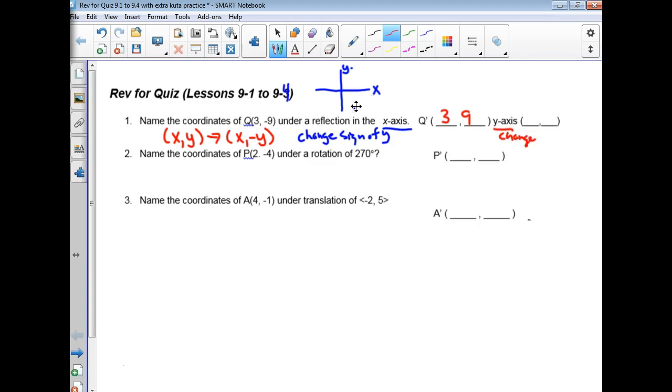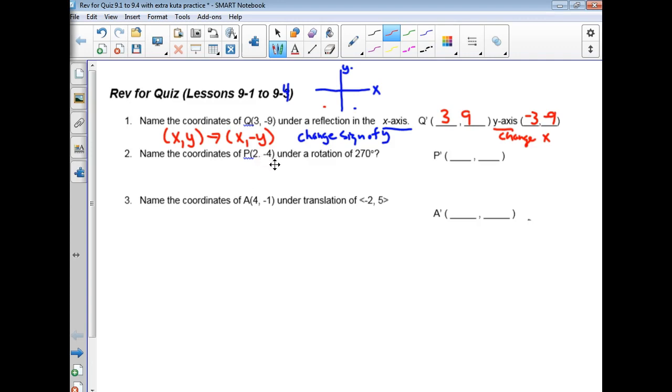Now, if you were going over the y-axis, what would you change? Not y, but the sign of the x. So it would be -3, -9. The original point was 3, -9, so going over the y-axis would be -3, -9. I added in both of them because you don't know which one's going to be on your quiz. It could be over the x-axis, it could be over the y-axis.